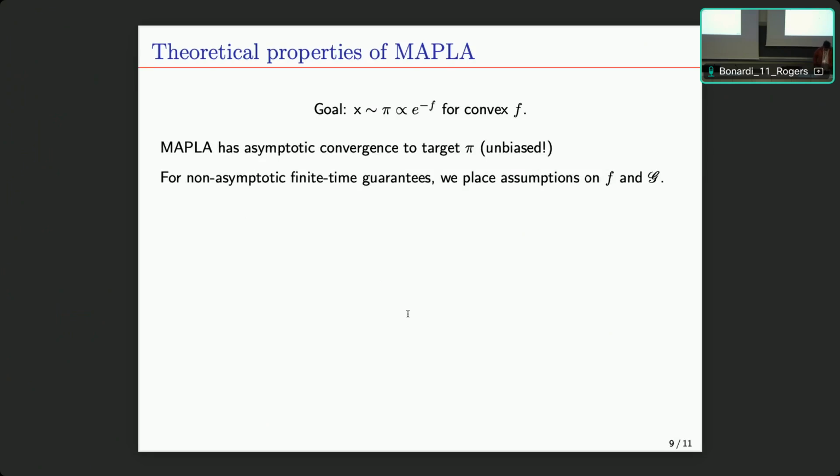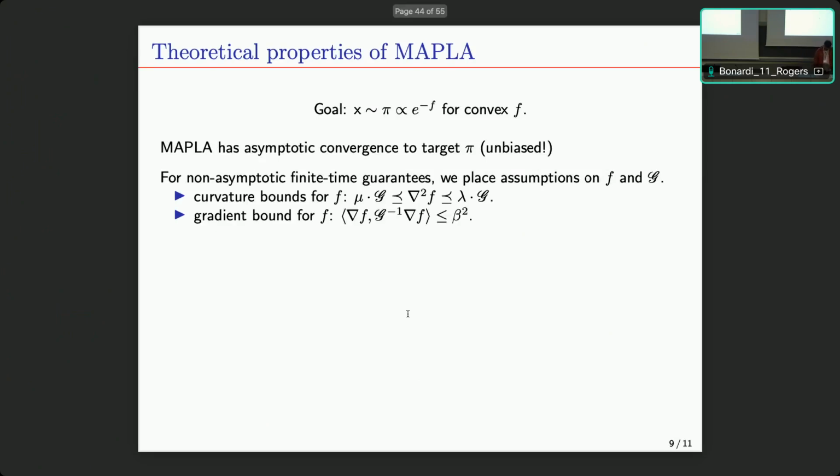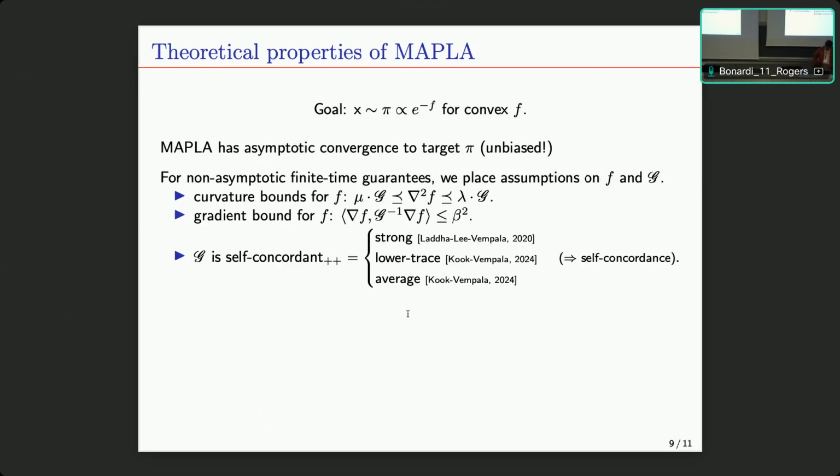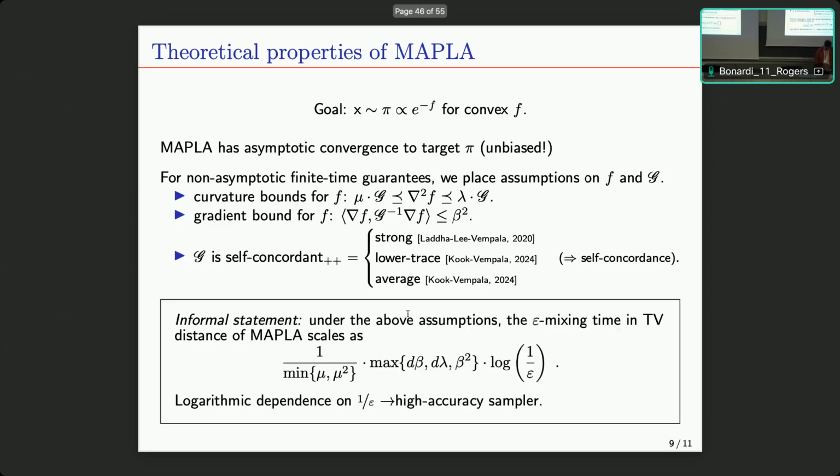And for non-asymptotic finite time guarantees, we need to place some assumptions on the potential F and the metric G. So we assume some curvature bounds on F, a gradient bound for F, and that G satisfies strong notions of self-concordance. And under these assumptions, the mixing time of MAPLA is given as follows. This is in TV distance. And there is log 1 over epsilon dependence on the error epsilon, so it is a high accuracy sampler. And there is linear dependence on the dimension D.